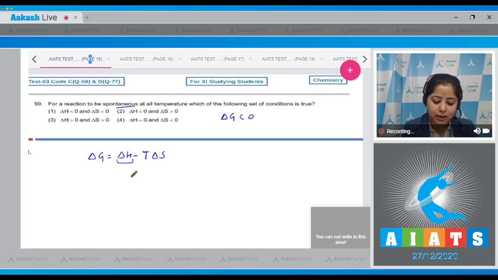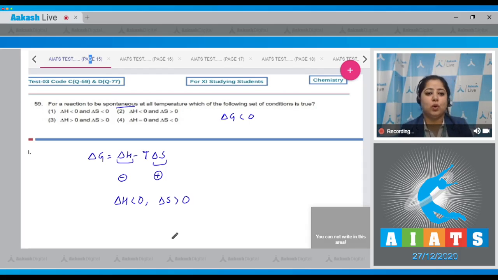Therefore, if delta H is negative and delta S is positive, no matter what the temperature is, the delta G will be negative, or we can say that the reaction will be spontaneous at all temperature range. That means if delta H is less than 0 and delta S is greater than 0, the reaction will be spontaneous at all temperatures. That means the correct answer is represented in option number 2. So here I'm writing option number 2. Moving to next question, which is question number 60.